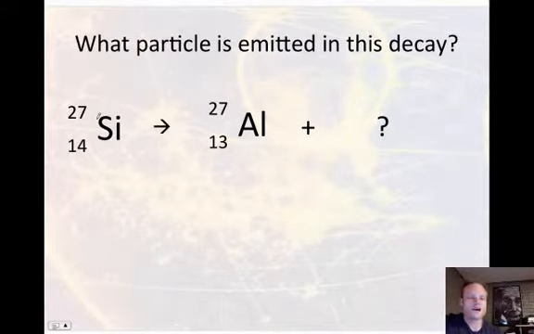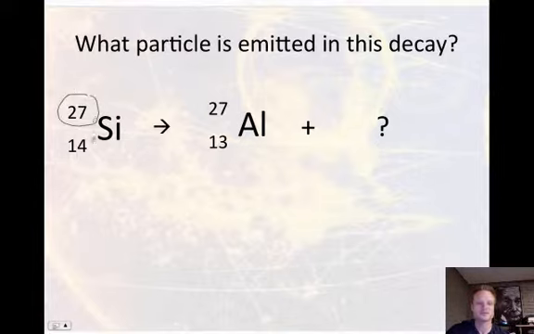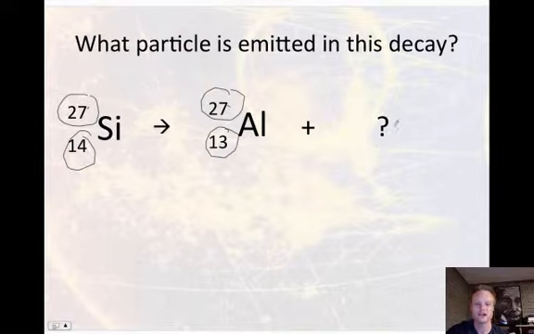So let's do some practice problems. Here we have silicon with a mass number of 27 and an atomic number of 14. Notice this now is aluminum, with atomic number 13 and a mass number of 27. So these two haven't changed at all. This particle that I'm going to put here, we'll call it Y.